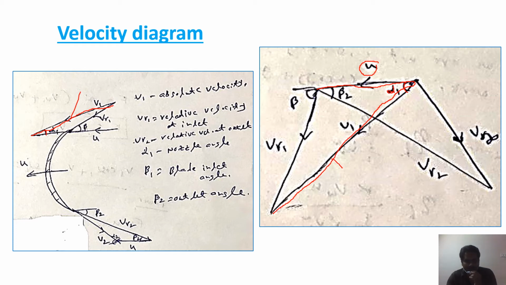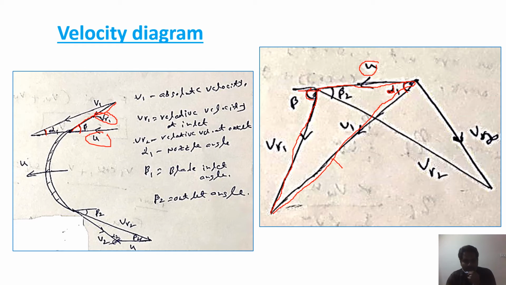And Vr1 is the relative velocity at inlet of the blade. So this is the Vr1 with the angle beta from the u. So here I have drawn Vr1 with the angle beta from the u. Okay, this is at inlet. In the same way we have to draw the outlet also.